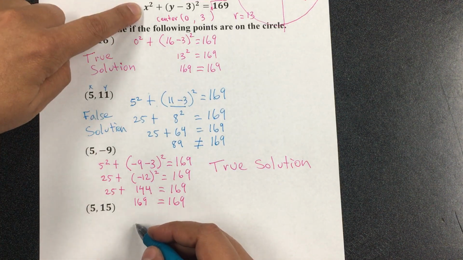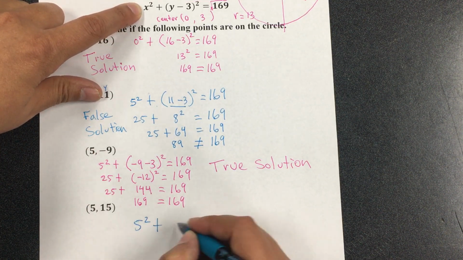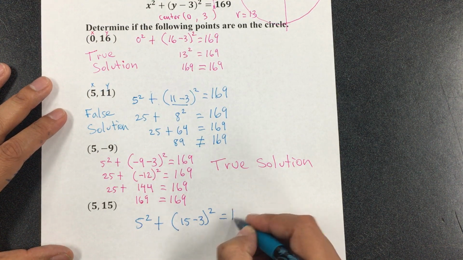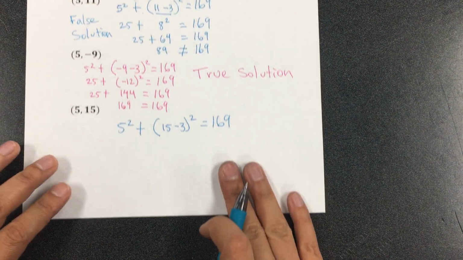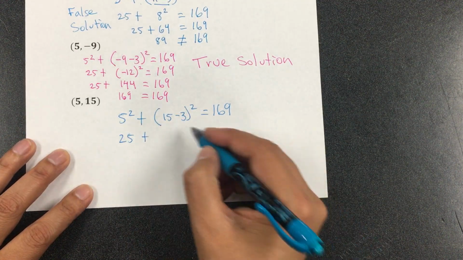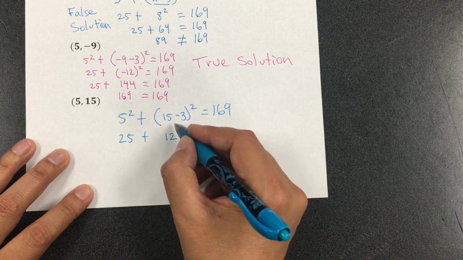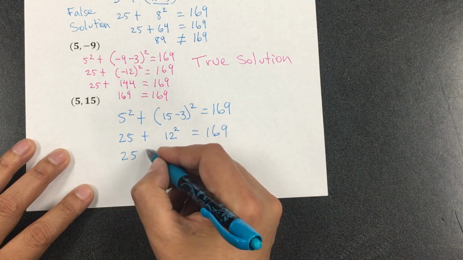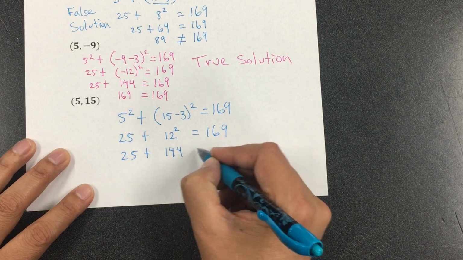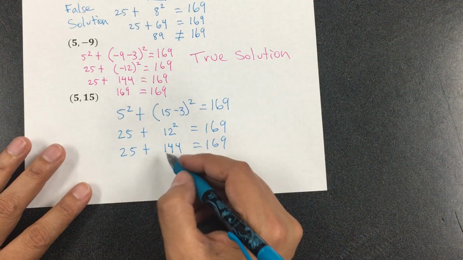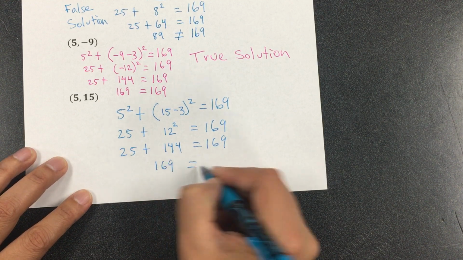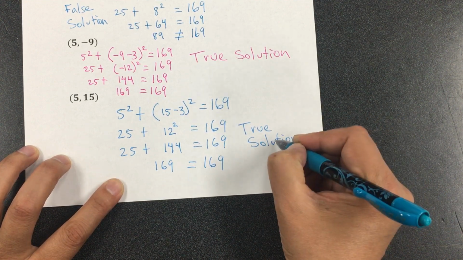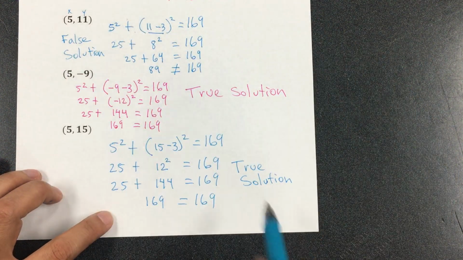For the next one, the value for x is 5 plus 15 for the y minus 3 squared equals 169. Since we already have it, I'm just going to cover that. So 5 squared is 25 plus 15 minus 3 is 12, since it's positive because of the greater value, is squared. And guess what? It's going to be 25 plus 12 squared is 144. And you can see the similarity, so it's going to be 169 equals 169, so this is also a true solution. Notice how for this one we have 3 true solutions and 1 false solution.